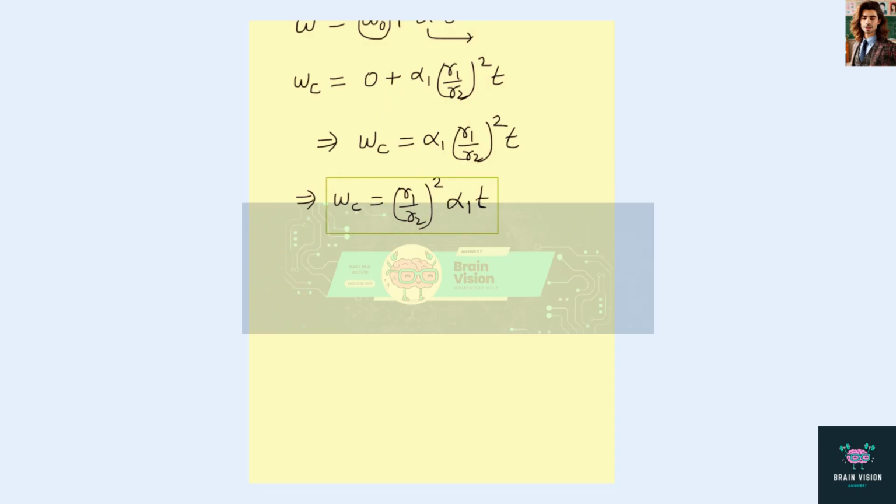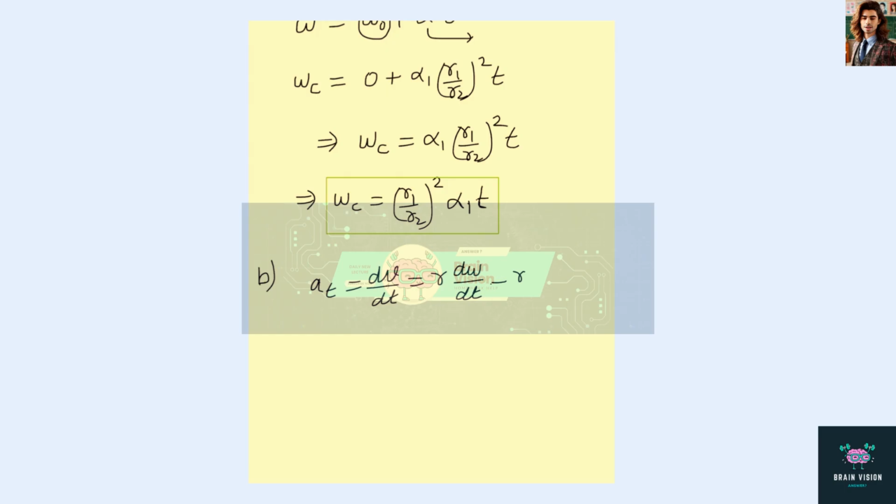So this is the answer for the first part, in which we have to determine the angular speed of the pulley C. So moving to the next part B, in which we have to determine the acceleration of point P. So now we can find the magnitude of acceleration for a point by adding tangential acceleration and radial acceleration. So first of all, the tangential acceleration of the point is given by at equals dv by dt equals r d omega by dt.